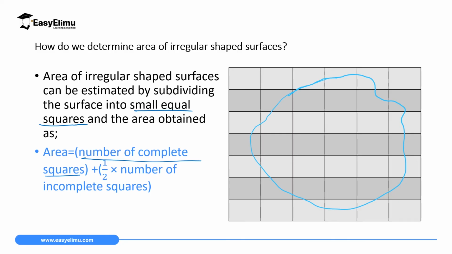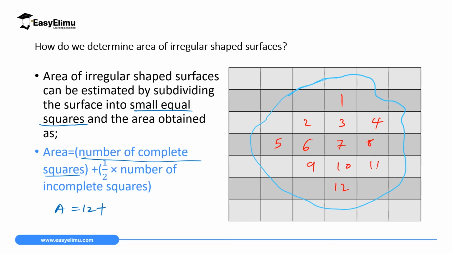Here we have how many complete squares. Let's use red to calculate the number of complete squares. This one is complete. 1, 2, 3, 4, 5, 6, 7, 8, 9, 10, 11, 12. So we have 12 complete squares. Area is going to be 12 plus, let's use incomplete squares.